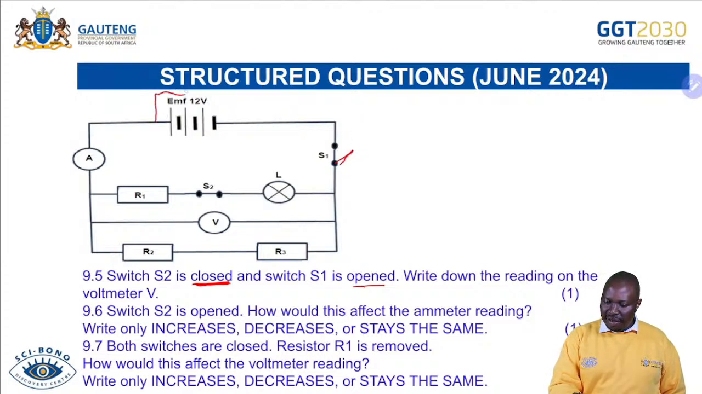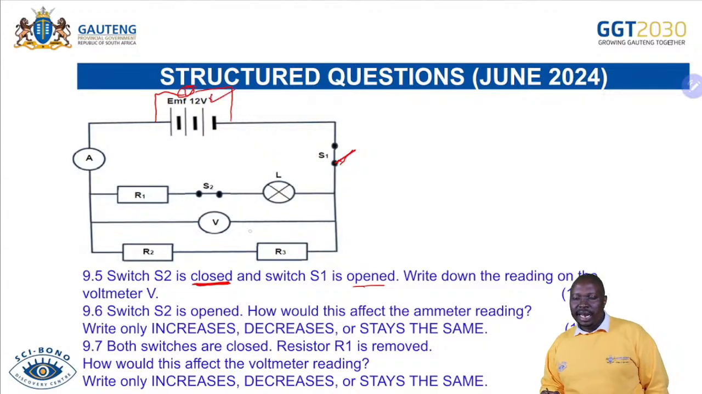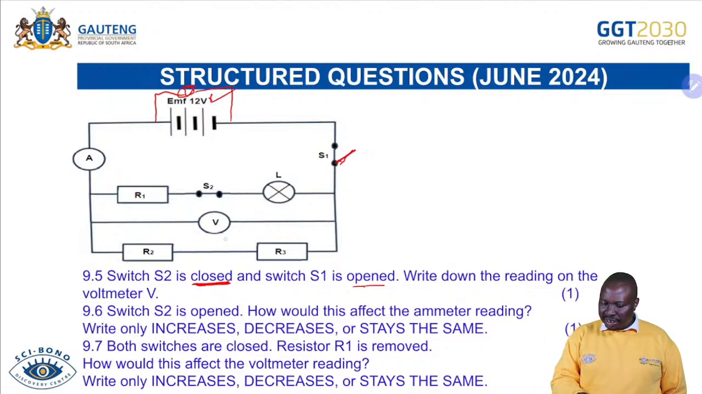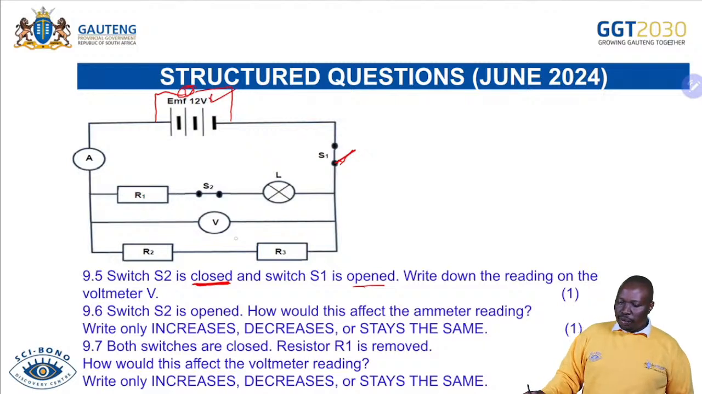We are reading EMF here, but we don't have EMF across that circuit. So the EMF is 12, but now the switch is incomplete, so we only refer to the EMF that we are having there. We don't talk about the potential difference, so there won't be a potential difference V that we are supposed to answer for that particular question.